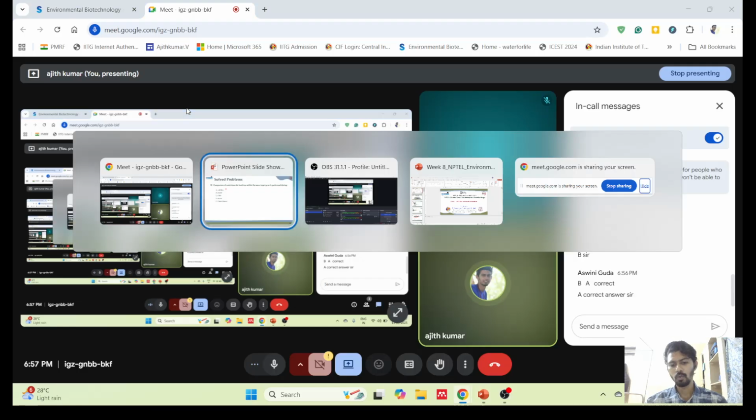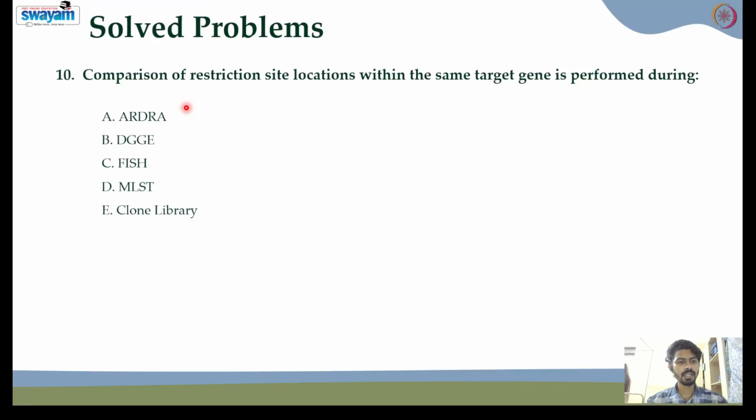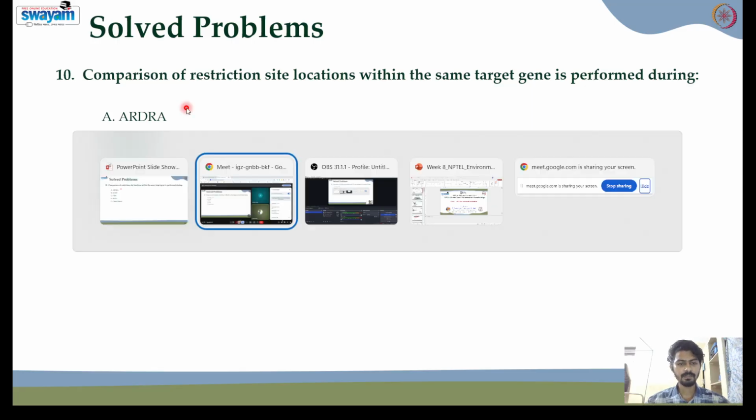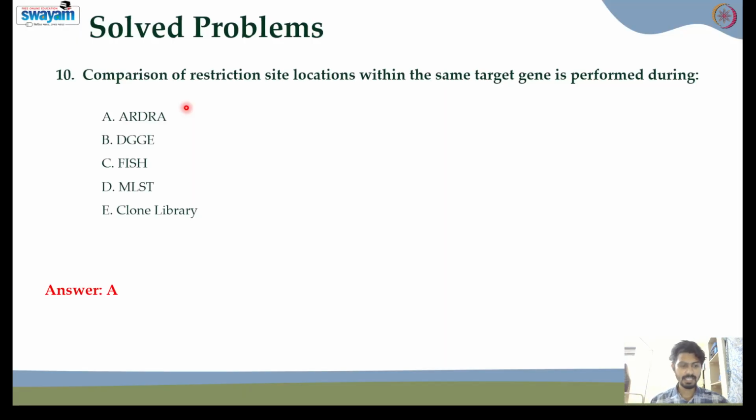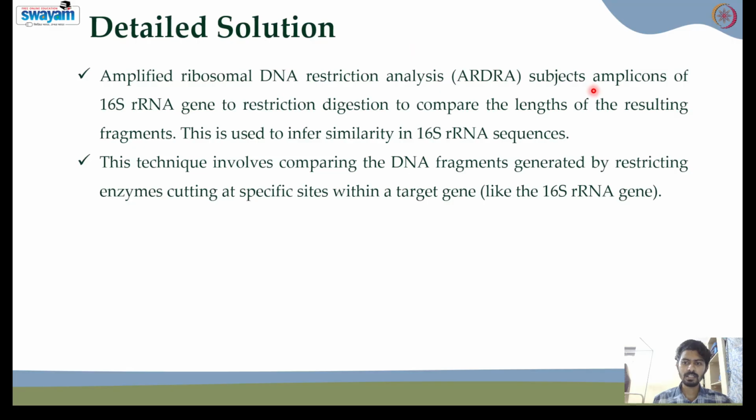Option A, which is amplified ribosomal DNA restriction analysis. So we will see the answer. Yes, the correct answer is A. The term itself suggests that it is amplified ribosomal DNA restriction analysis. What it does is subject the amplicons of the 16S rRNA gene to restriction digestion.